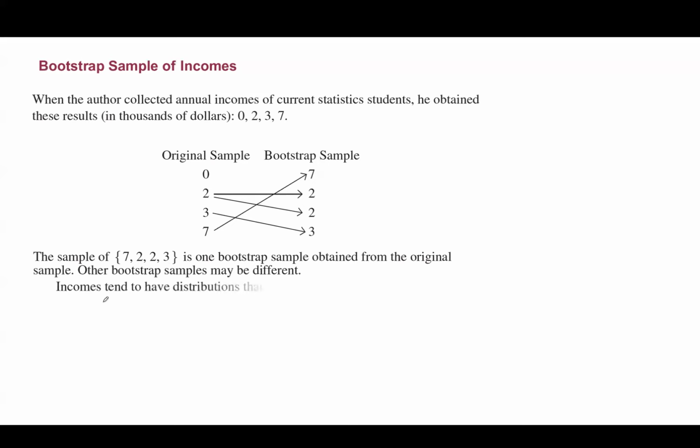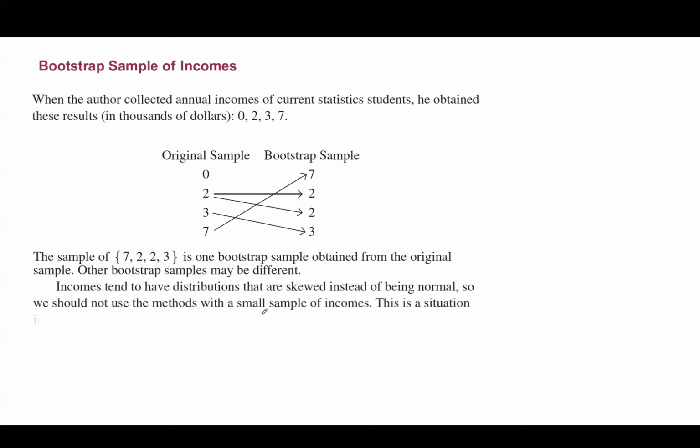Remember that incomes tend to have distributions that are skewed instead of being normal. So we shouldn't use the normal-based methods with a small sample of incomes. This is a situation in which the bootstrap method comes to the rescue.